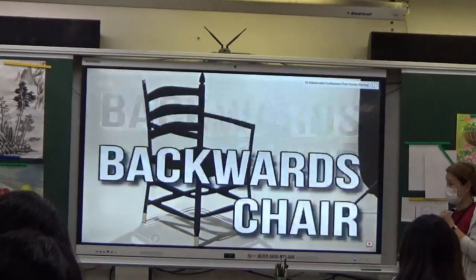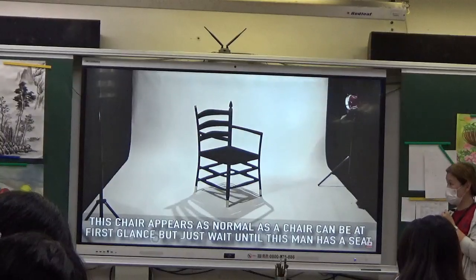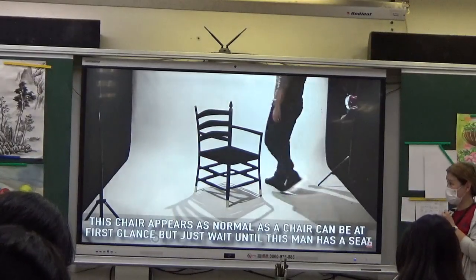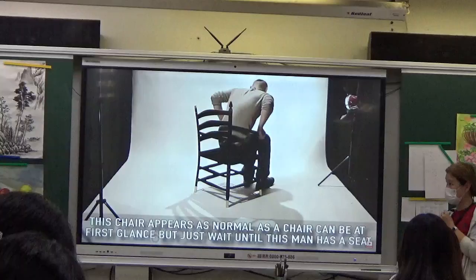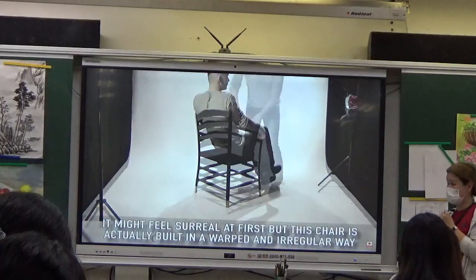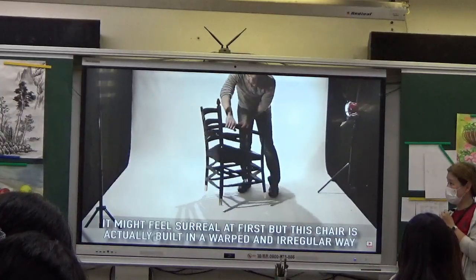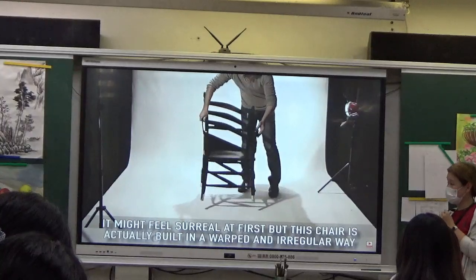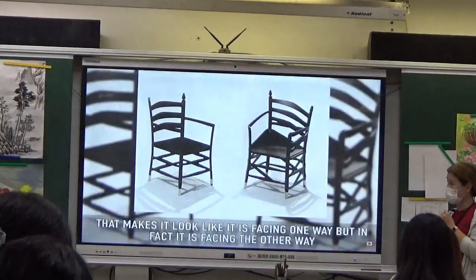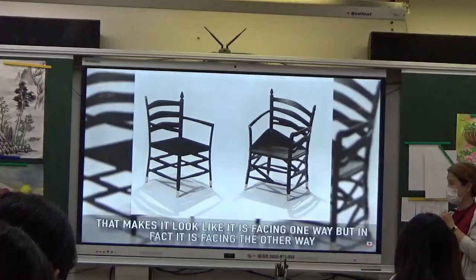Backwards chair. This chair appears as normal as a chair can be at first glance, but just wait till this man has a seat. It might feel surreal at first, but this chair is actually built in a warped and irregular way that makes it look like it is facing one way, but in fact, it is facing the other way.